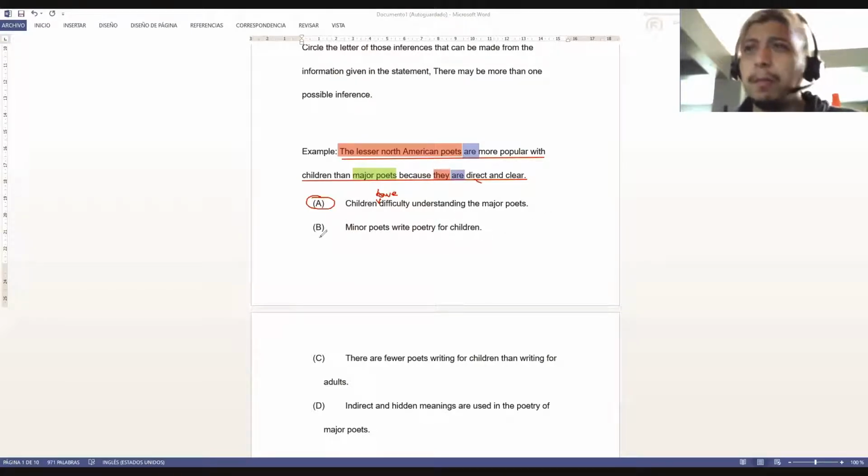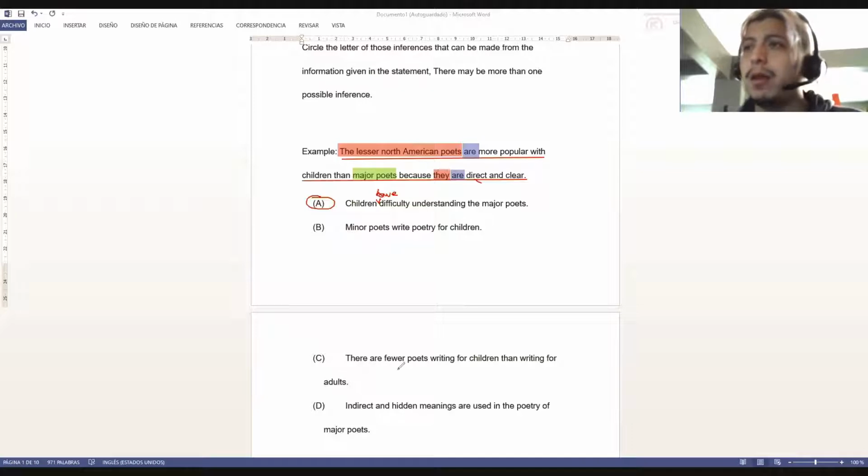It says, B, minor poets write poetry for children. Minor, lesser, is just the opposite of the major or the big ones, okay? Minor poets write poetry for children. Well, they are more popular with children, but that doesn't mean that these poems are made for children. It's just that they are direct and clear and children like them more, but they are not necessarily made for children. So I don't think we can say this.